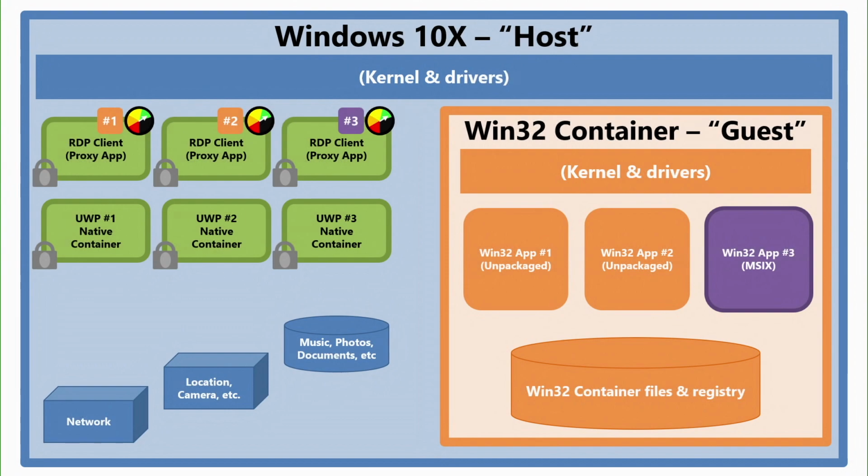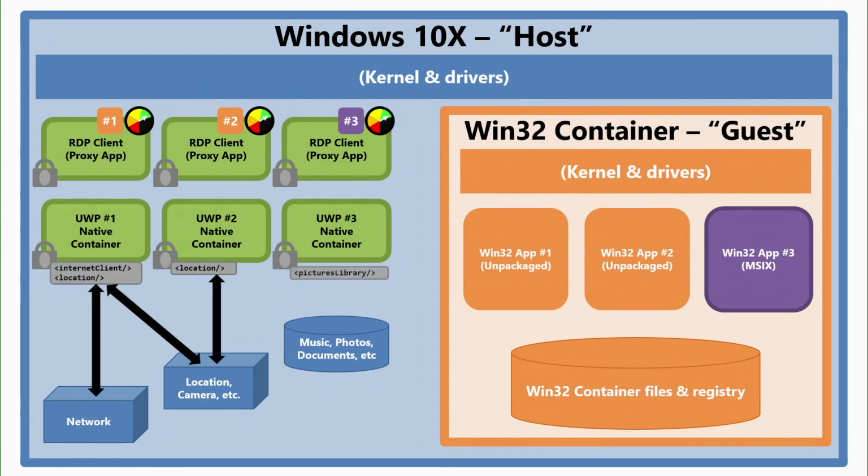So then how do these different applications access resources on the host and in the container? Well, on the Windows 10X host, we have those applications running in the native container, and they can only access the resources that the user has allowed. So for example, we see the application on the left has access to the network and location, and the application on the right has access to the photos library because of the requests the application has made and the consent the user has given.